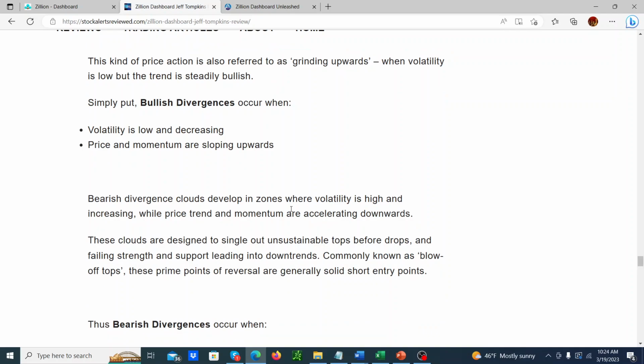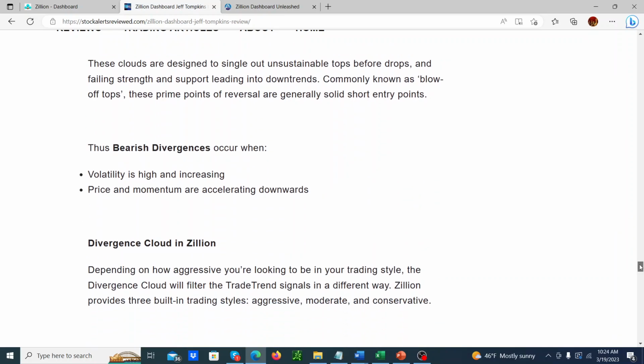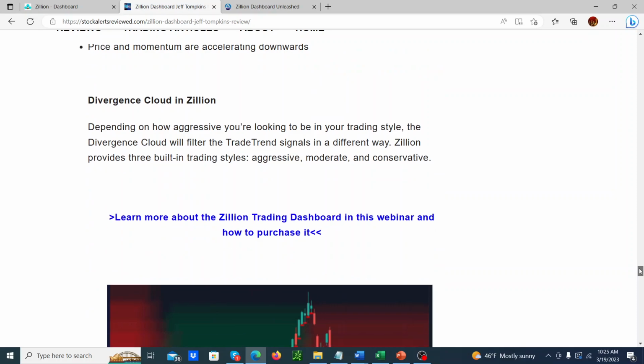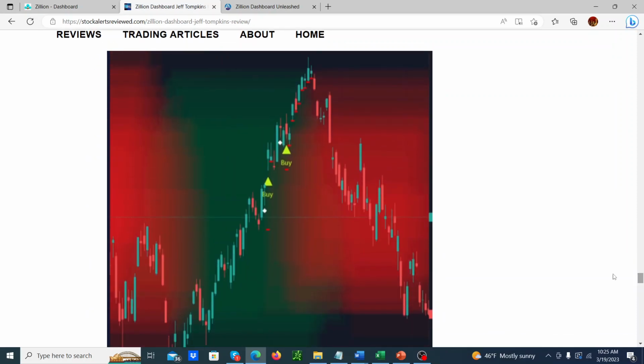And for bullish divergences, if you haven't heard of them, it's when volatility is low and decreasing, but price and momentum of the underlying are going upwards. So the two are contrasting. Bearish divergence is similar but opposite, where volatility is high and increasing, and the price and momentum are accelerating downwards. And you can change the settings. For example, you can just show stuff that aligns. In Zillion Software, you can say, okay, I only want to see buy signals when they occur in a green bullish divergence cloud because they have the highest chance of working in that case. And it'll exclude, say, a buy signal that occurs in the bearish divergence part here.